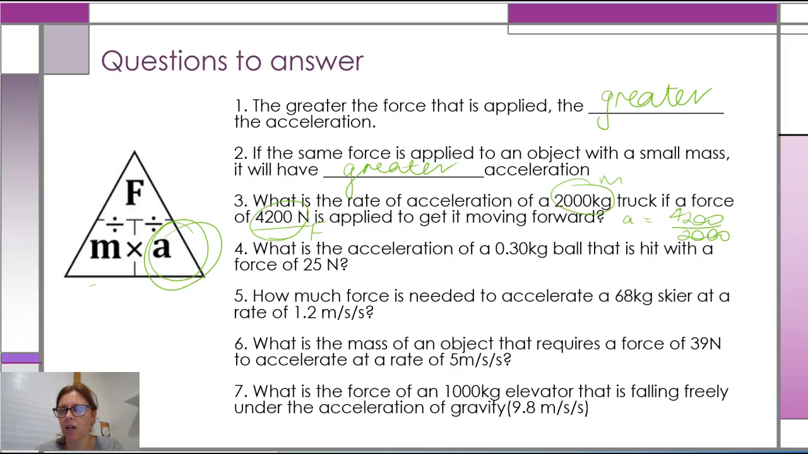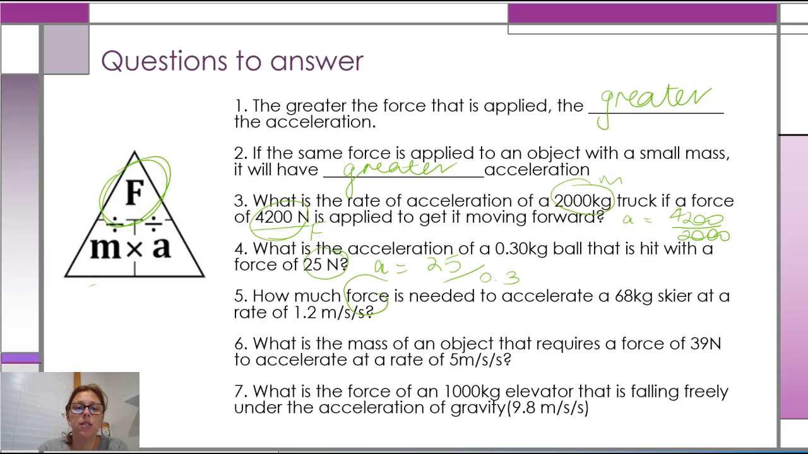Again, the answers will be provided for you at the end so that you can compare and check you're right before moving on. So again, what is the acceleration of a 0.3 kilo ball with a 25 Newton force? So again, it'll be 25 over 0.3, and you will get your acceleration. Again, record that there. So now this question is saying how much force. So we're wanting force now. So it is force that we're wanting to find out.